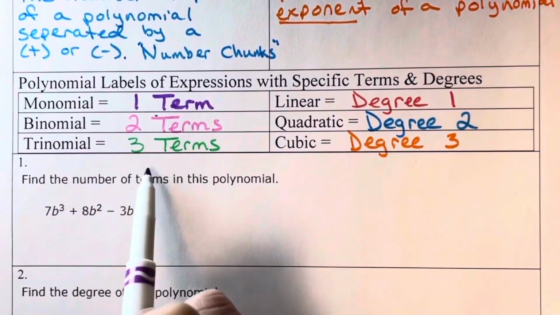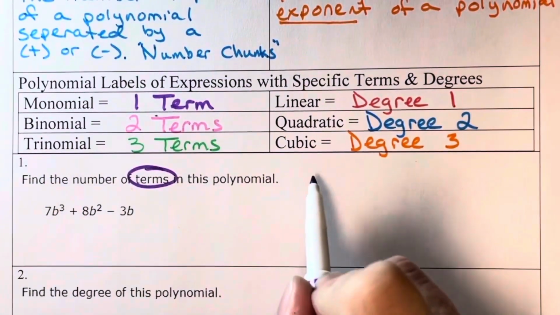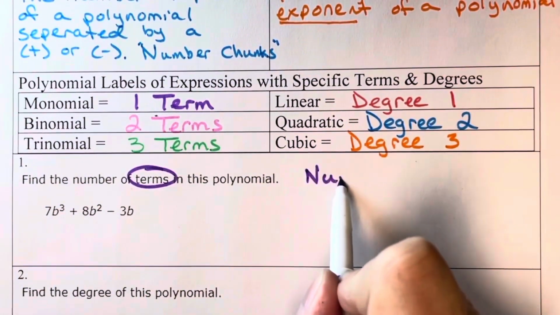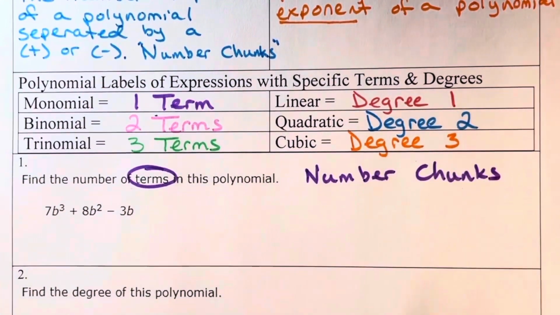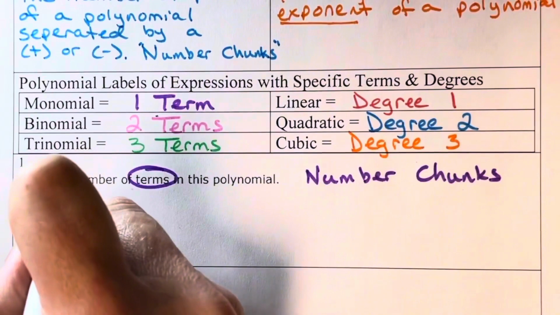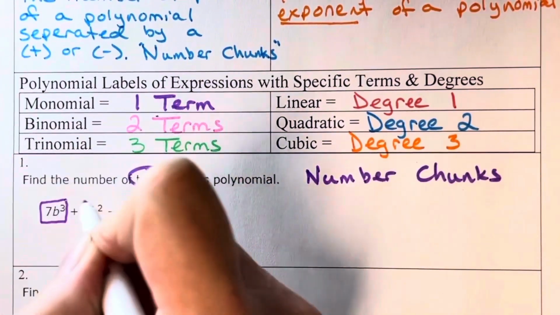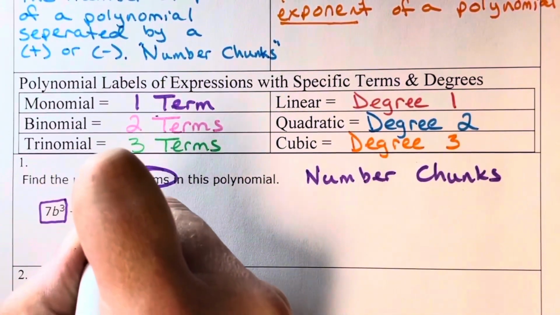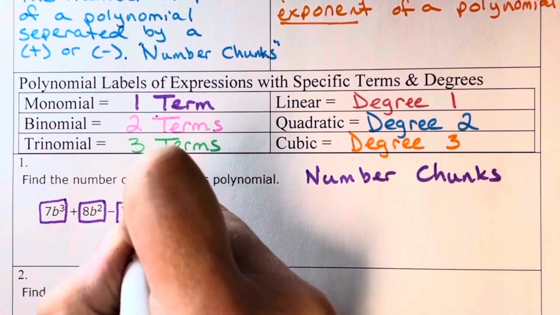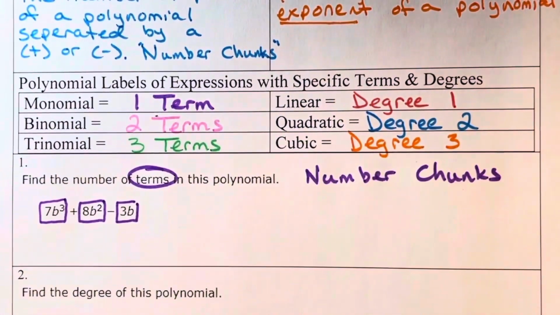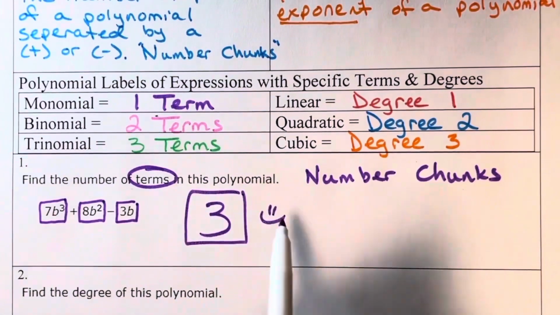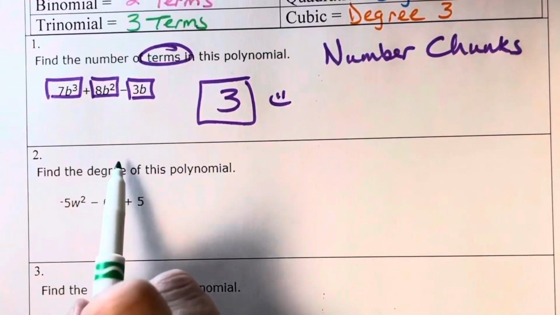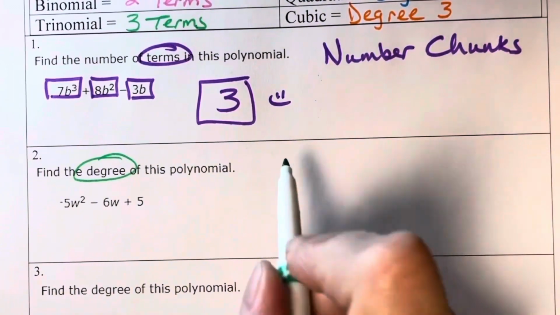In this example, we're looking for the number of terms. So terms are looking for our number chunks. So our number chunks that are separated by a plus or a minus are shown very nicely with these little boxes. So we see, hey, there are 3 number chunks. There are 3 terms.